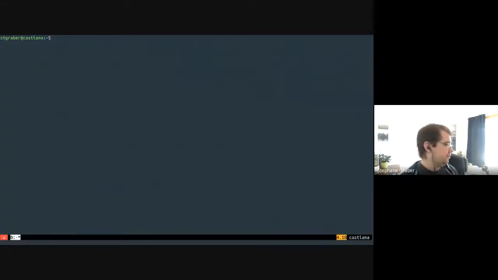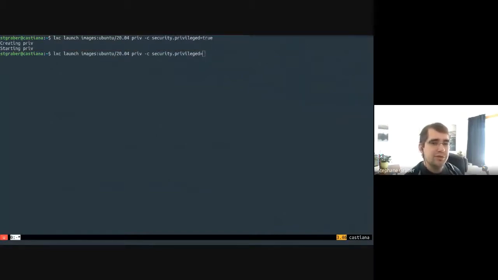And for this one, we're going to be doing a demo of the different types of containers. So I'm going to first start by creating a privileged container. Let's use an Ubuntu 20.04 image, call the container priv, and ask for it to be privileged. I'm using LXD in this case.